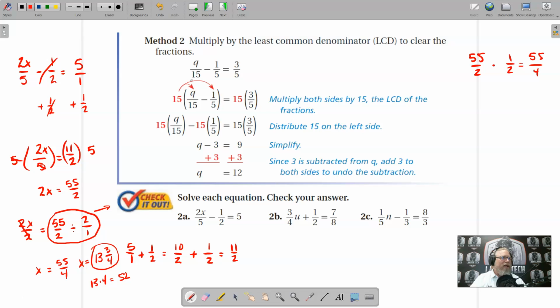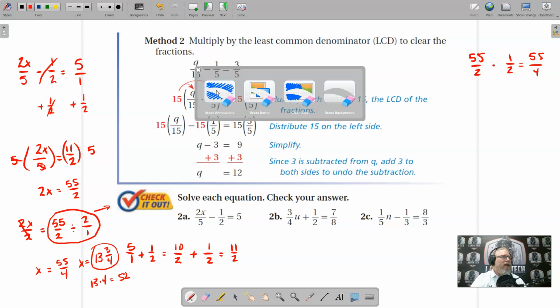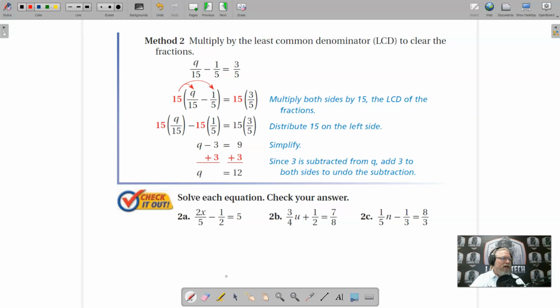Second method, let's go ahead and clear all the right over here. Erase. And let's try the second method out. I'm doing the last one down here: 1 over 5n minus 1 over 3 equals 8 over 3. So what's the least common denominator, or the least common multiple of 5, 3, and 3? That's going to be 15, right?